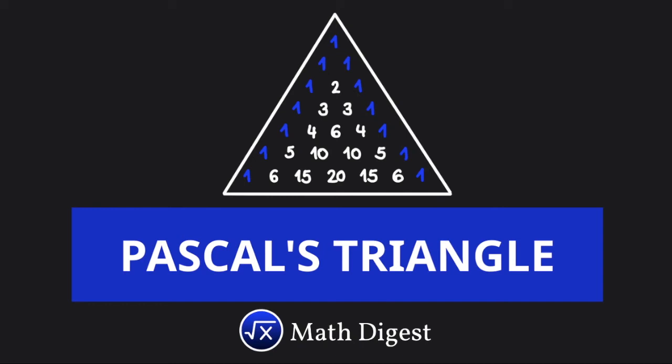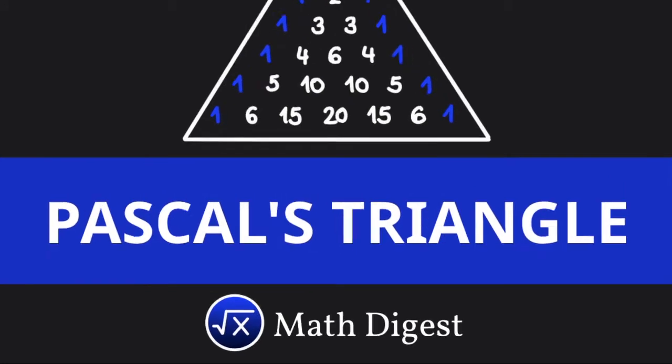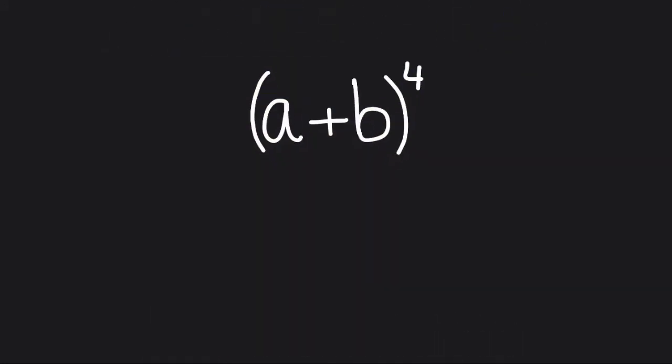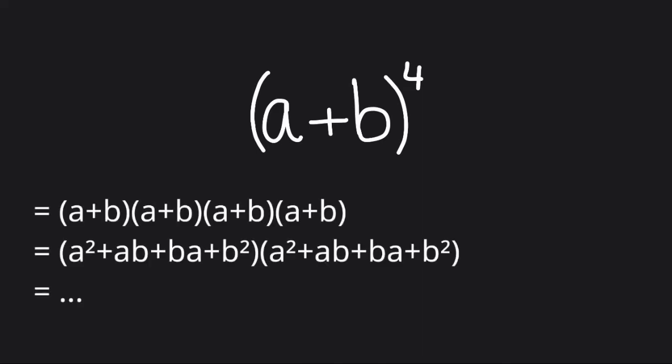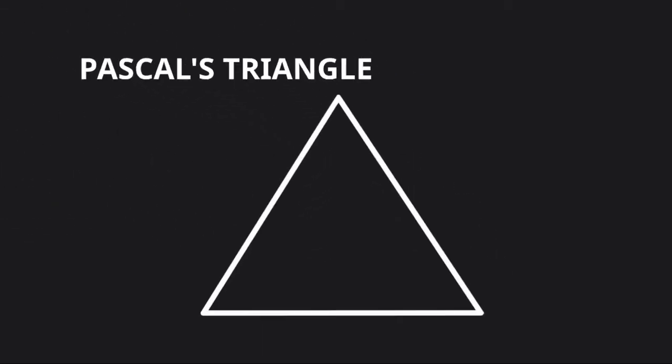Today we're going to be talking about Pascal's triangle. So when we have something like (a + b) to the fourth power, we can either go through the hassle of doing the whole calculation, or we use Pascal's triangle. So first, let's look at how it is built up.